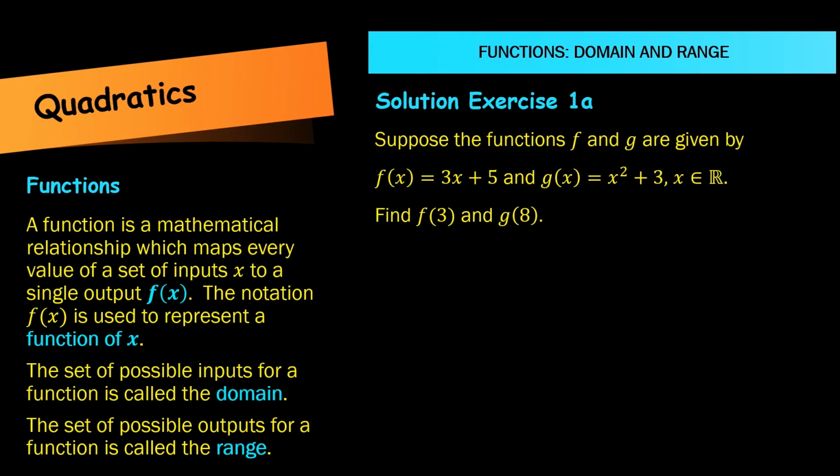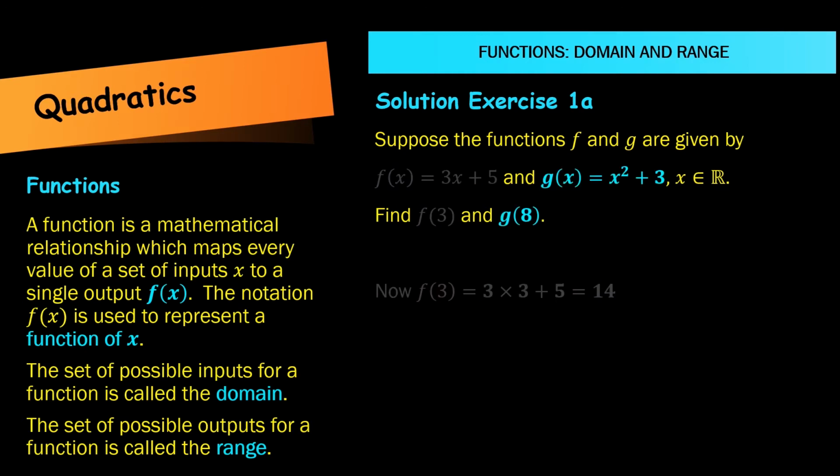So we have two functions f and g given by f of x equals 3x plus 5 and g of x equals x squared plus 3, where x is a member of the real numbers. We are required to find f of 3 and g of 8. We're going to look at f of x first and plug in x equals 3 into our function. So when x equals 3, we have f of 3 equals 3 times 3 plus 5, to give us 14.